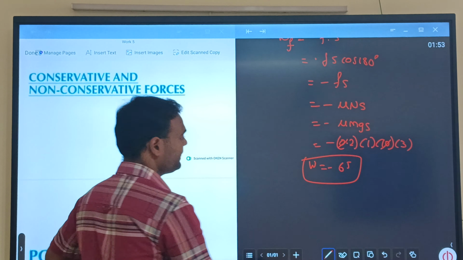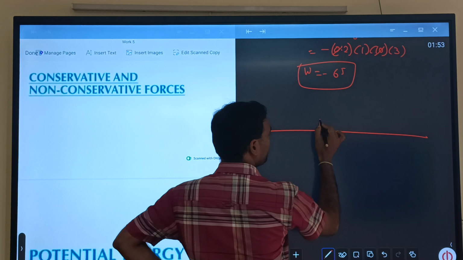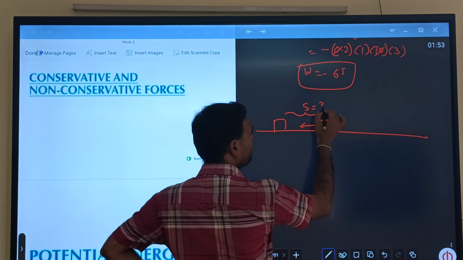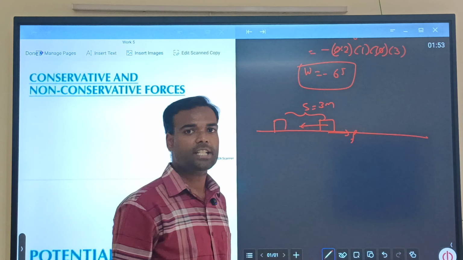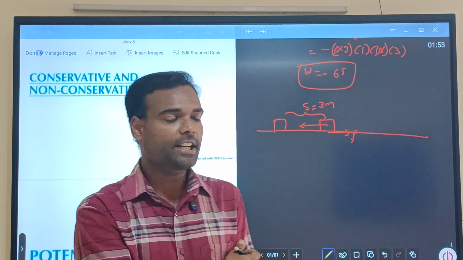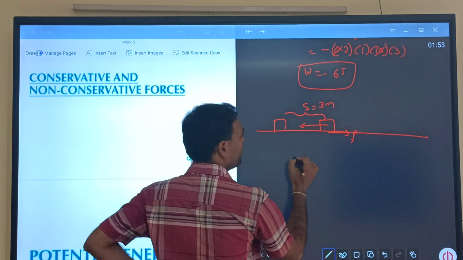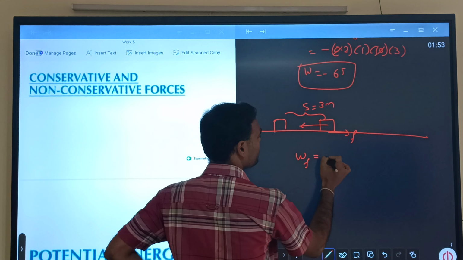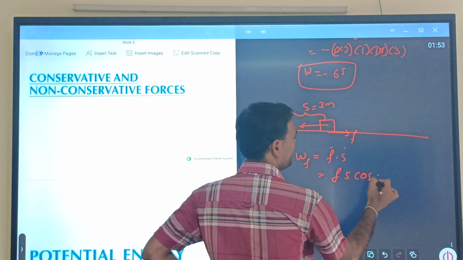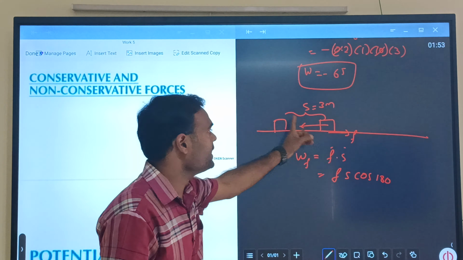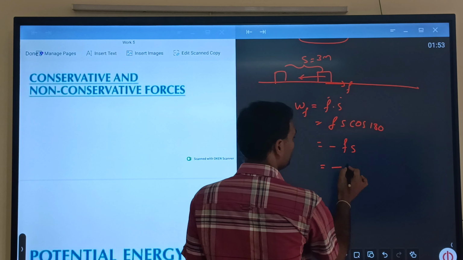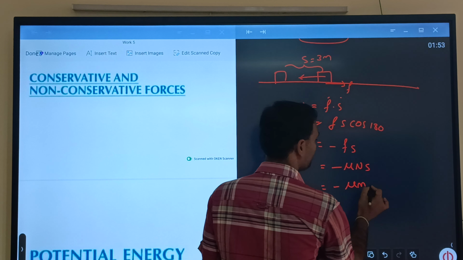Next, let us say the block is moving in the leftward direction with the same displacement of 3 meters. Friction will act in the rightward direction, because the object is moving in the leftward direction. Now again, work done by friction is equal to F dot S, which is Fs cos 180 degrees, because friction is acting in the rightward direction and displacement of the object is in the leftward direction. This is equal to minus Fs, then minus mu N s, which is minus mu mg s.